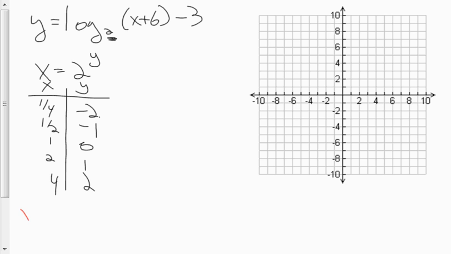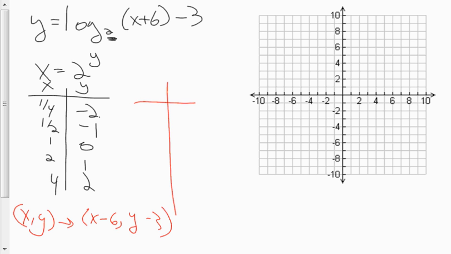And then for our transformations, every (x, y) will become (x minus 6, y minus 3). So our final table, we just subtract 6 from all these. So -5 3/4, -5 1/2, -5, -4, -2. And our y's, we're going down 3. So -5, -4, -3, -2, -1.